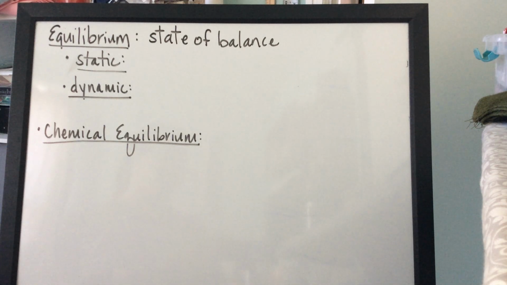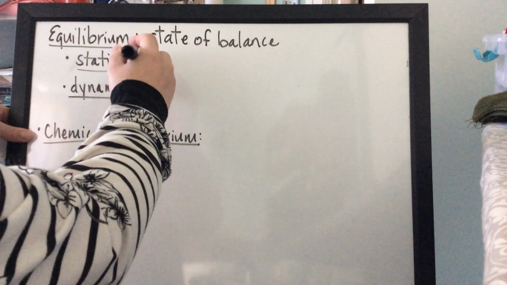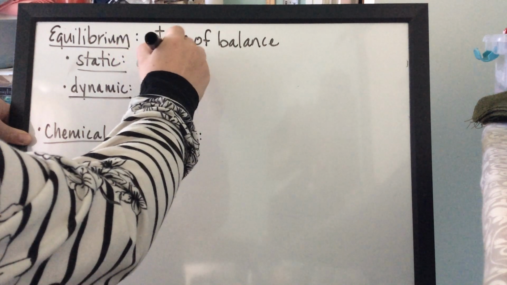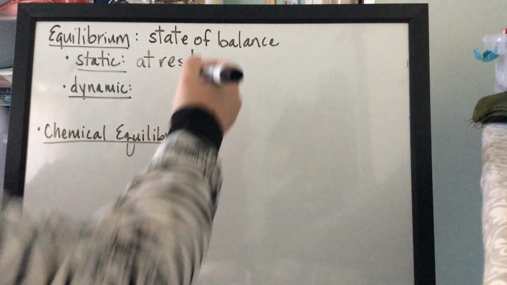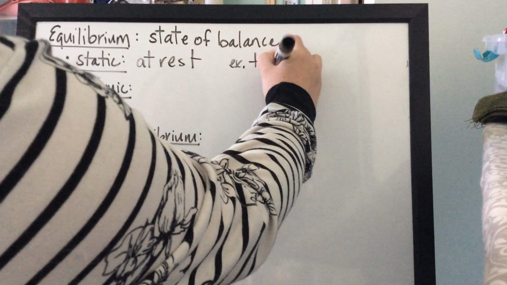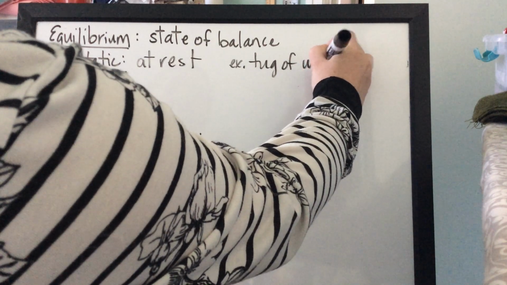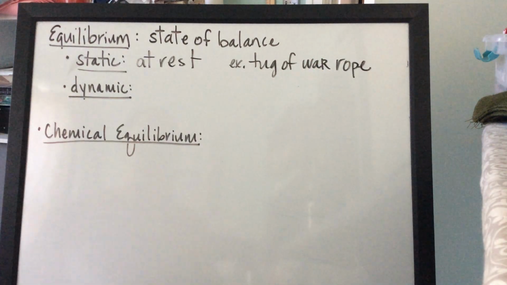There's two types of equilibrium. One is static equilibrium, and that's occurring when we're discussing something that's at rest, okay? No movement. So the best example of that might be like a tug of war rope that's equally being pulled on by two teams of equal strength, so to speak. That middle of the rope would not be moving because it's in a state of balance. Okay, so that's probably the best example I have for static equilibrium.